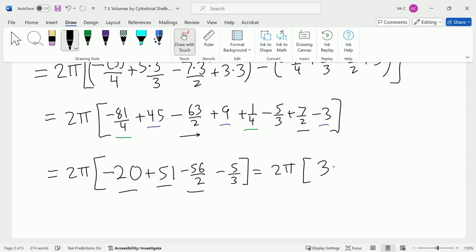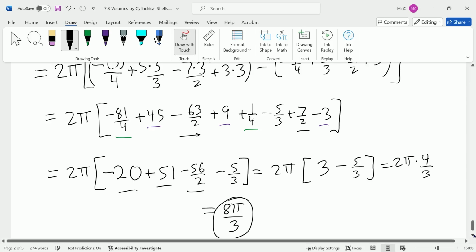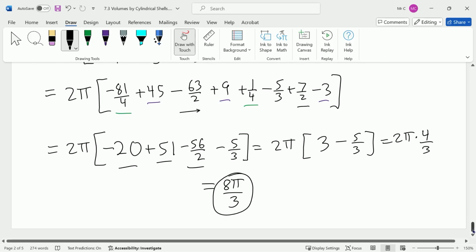So I've got 3 minus 5/3. All right, 3 is 9/3 minus 5/3, that's 4/3. So 2 pi times 4/3, and that's 8 pi/3. And I would say that the arithmetic there was harder than the actual calculus work, personally.